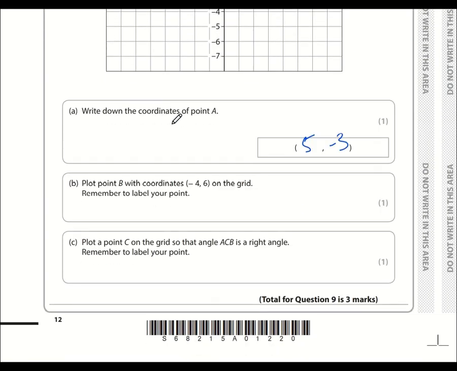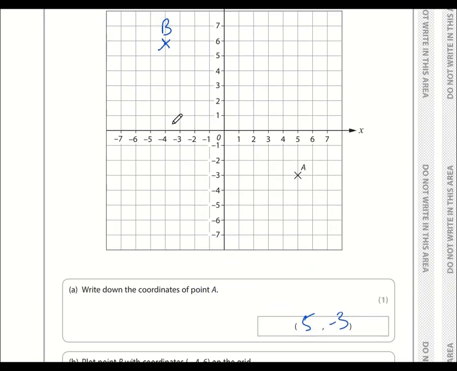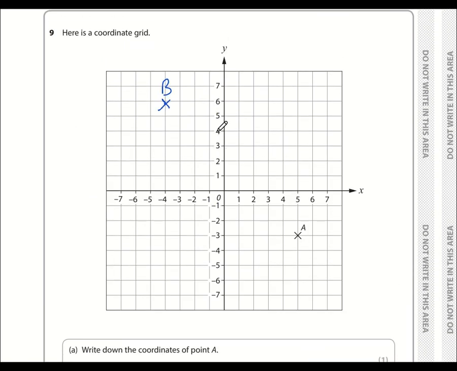Part C says plot a point C so that ACB is a right angle. There's two options here. If I imagine going up this line here, then I can put C here. I have now created a right angle if I put C at this point 5, 6. But I can also create a right angle down here if I go down this line where X is -4 to where Y is -3. So I can also put C at -4, -3. So two options there.